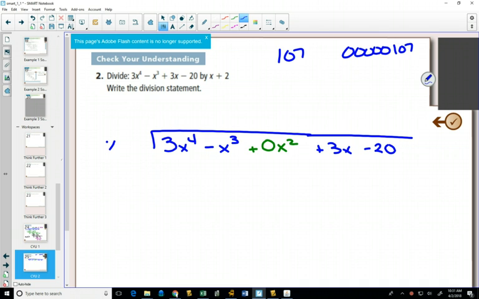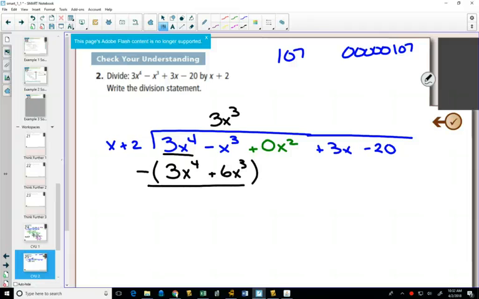So now we're going to divide this by x plus 2. We use the same idea as before. What is our biggest value? Our biggest value is the 3x to the 4. What would you have to multiply x plus 2 by to get 3x to the 4? 3x cubed. You write that over your x cubed column. You multiply 3x cubed times x plus 2, which gives us 3x to the 4 plus 6x cubed. Put that in brackets and subtract. Sure enough, we get 0 here, and negative x cubed minus 6x cubed is negative 7x cubed, and all of these other things would still be there.